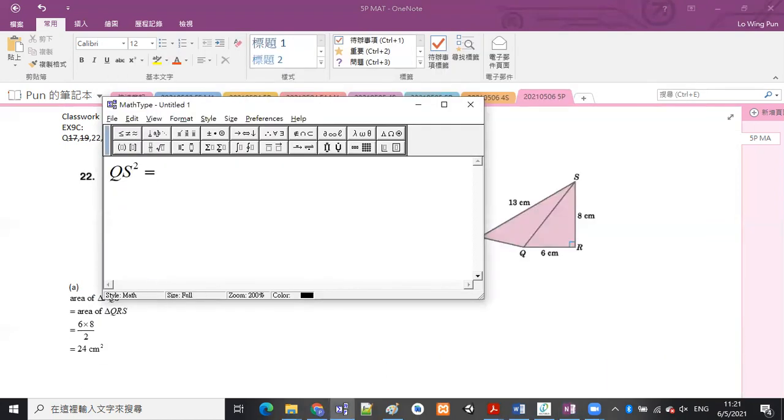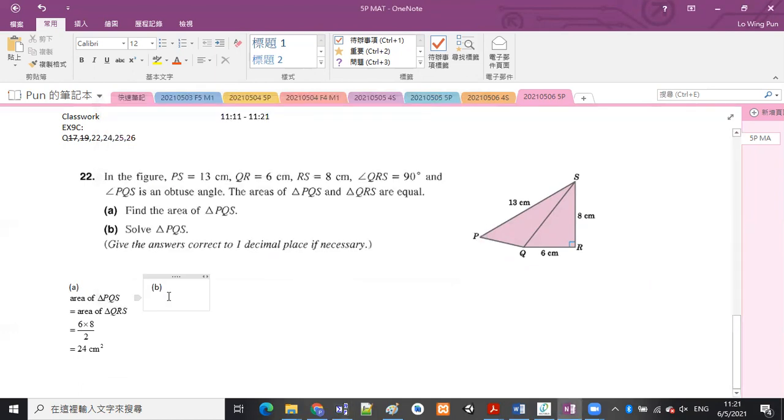QS squared is equal to 6 squared plus 8 squared. And then QS will be equal to the square root of 6 squared plus 8 squared. And it should be equal to 10. Yes, thank you. 10 cm. Okay? One mark. Because this is already an answer. Okay, because we need to solve the triangle. And QS is one side of the triangle.